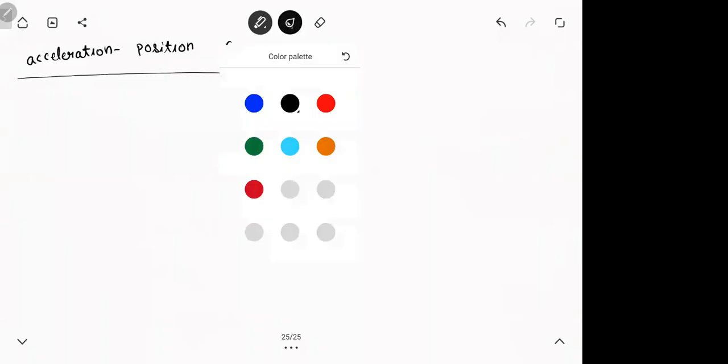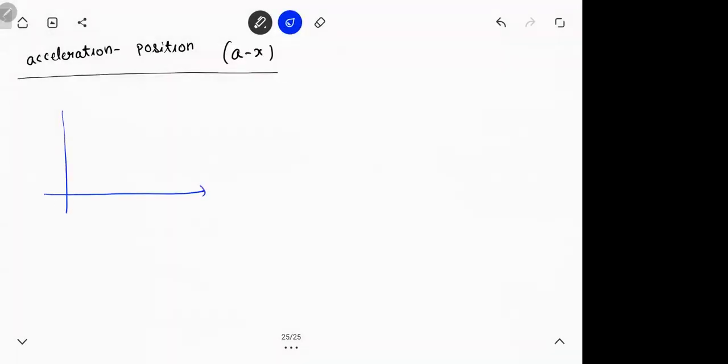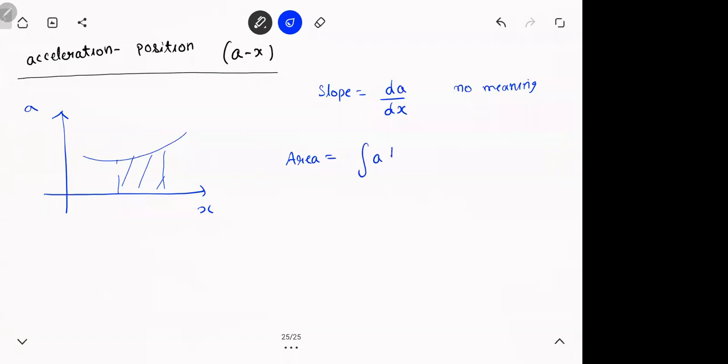Acceleration position graph, AX graph. So this is another non-standard one. If you have an AX graph, first thing, slope. What is slope? Acceleration by position. It has no meaning. Like I told you, right? Every graph you have two quantities, slope or area. You have to see whether it makes any sense. Next thing, area. Integral a into dx.